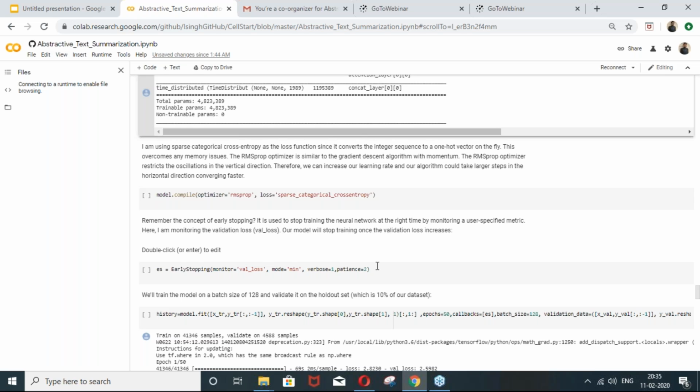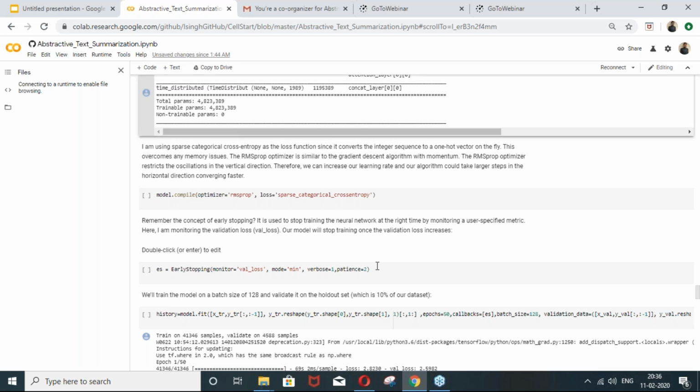For those who don't know, I'll explain the concept of early stopping we are using here. It is used to stop the neural network at the right time by monitoring a user-specified metric. While training the model, sometimes the performance degrades, so we have to fix a point: if the loss reaches this much, at that point you have to stop. So here comes the picture of early stopping. We have to stop the neural network at the right time, so we are using early stopping here.